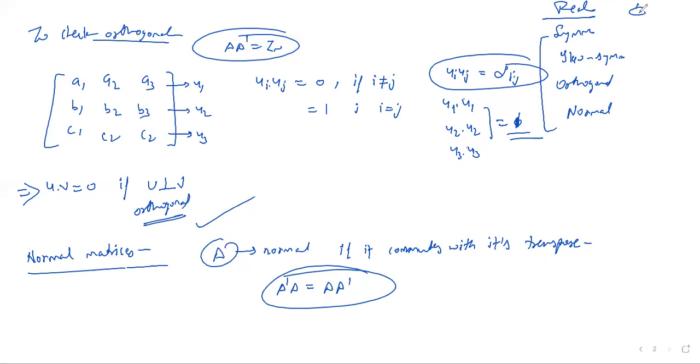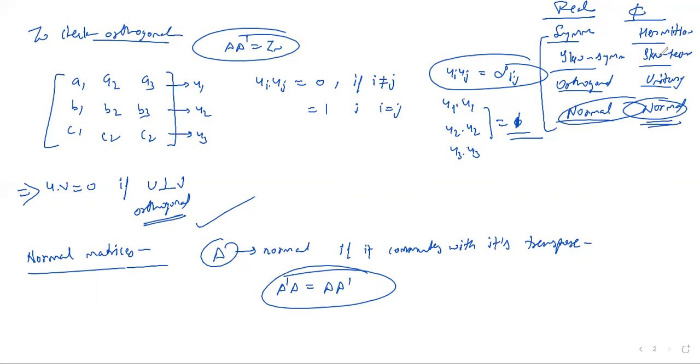Now if we look at the complex field, these corresponding matrices are said to be Hermitian, skew Hermitian, orthogonal is unitary in the complex field, and normal is normal in the complex field. In the real field they are named symmetric, skew symmetric, orthogonal, and normal, and in the complex field they are named Hermitian, skew Hermitian, unitary, and normal. The names of these matrices have changed, so technically they are the same matrices, but on different fields.